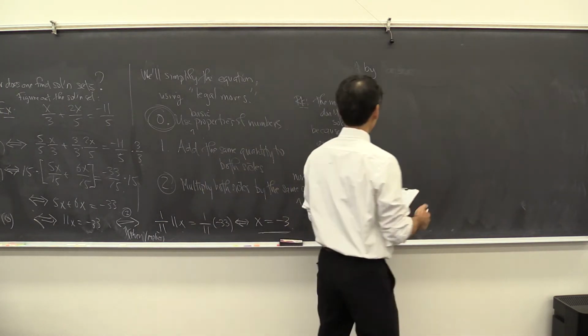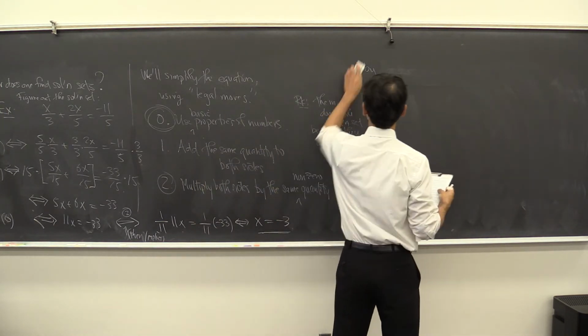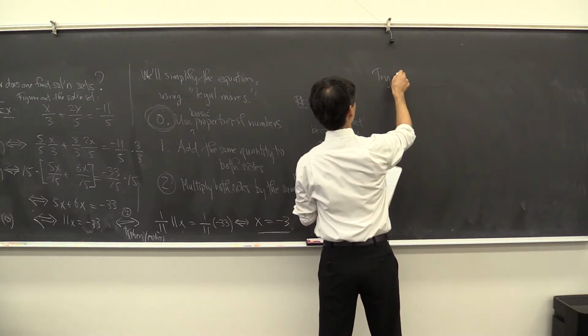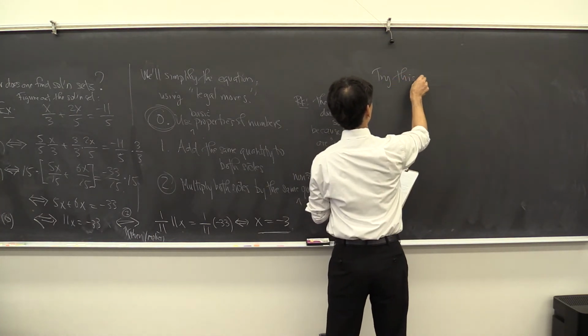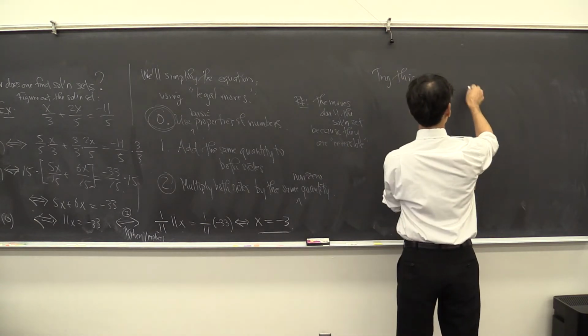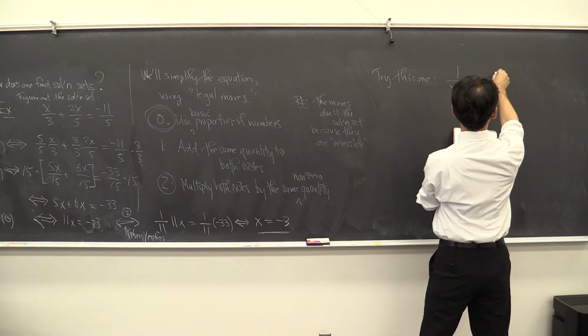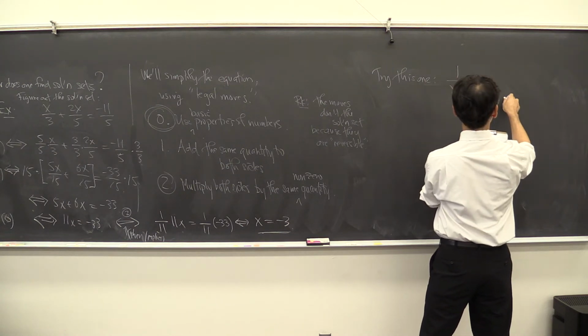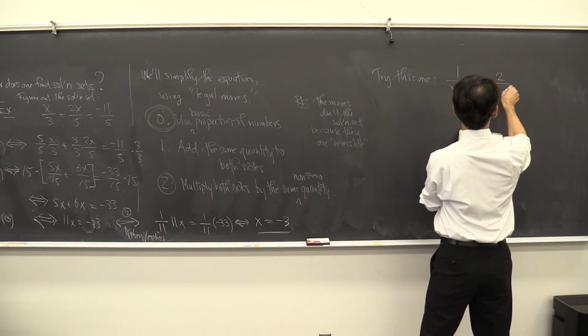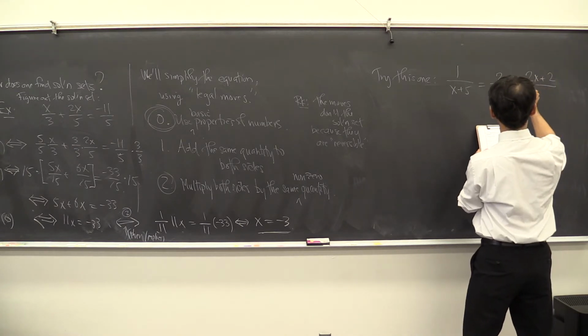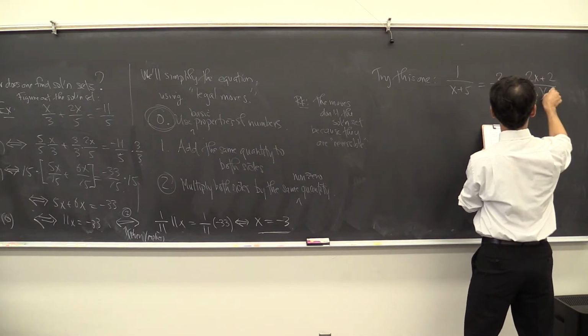Let me put up a sort of, try this. Okay, so here's one. 1 over x plus 5. So this is more complicated. Minus 1 over x plus 5 equals 2 over x minus 3 plus 2x plus 2 over x plus 5, x minus 3.